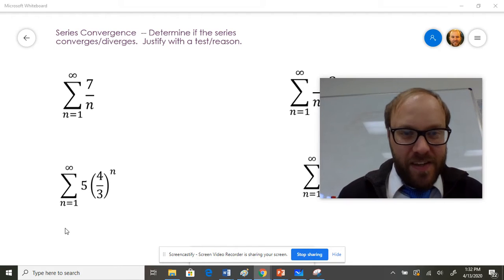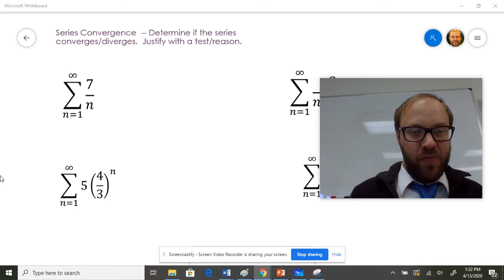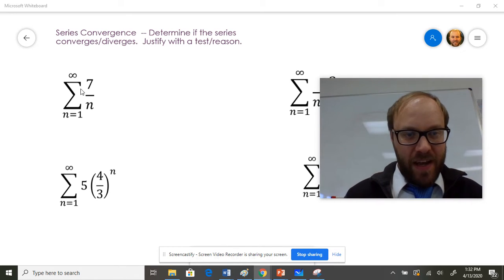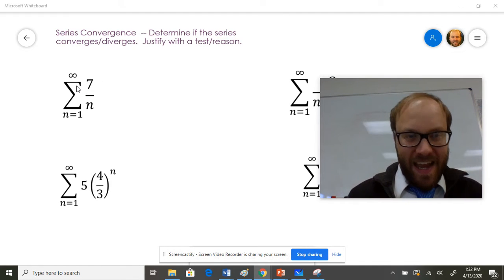All right, let's do this. I've got a couple of examples here of series convergence problems. The first one, we've got 7 over n. You can start writing out terms of the series. You might recognize something. You might also notice that this looks kind of like 1 over n.